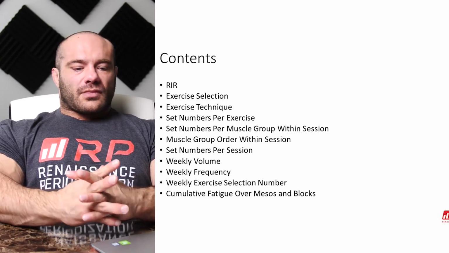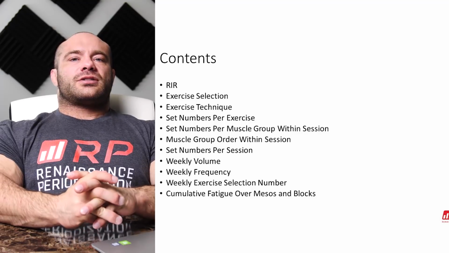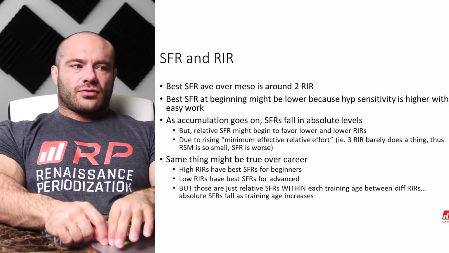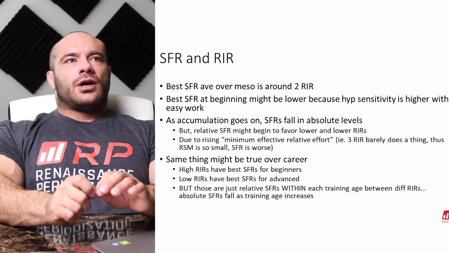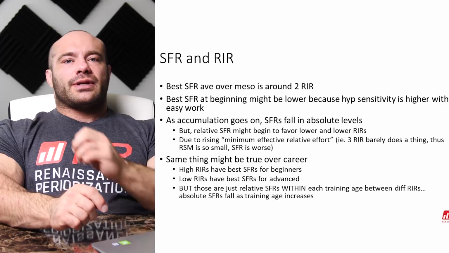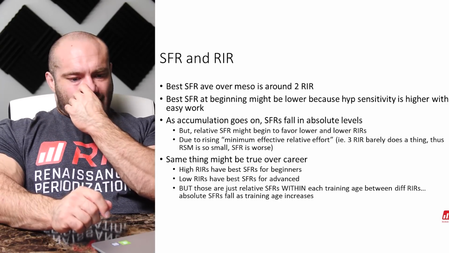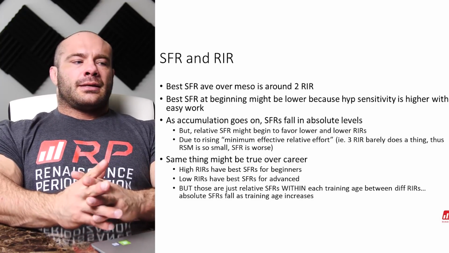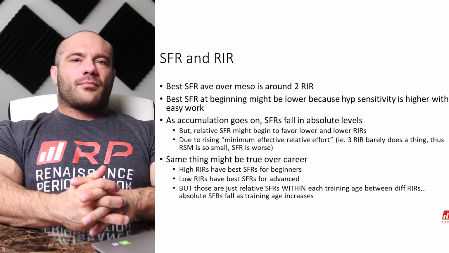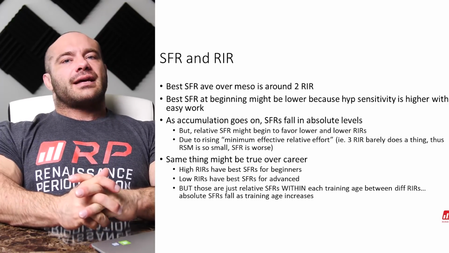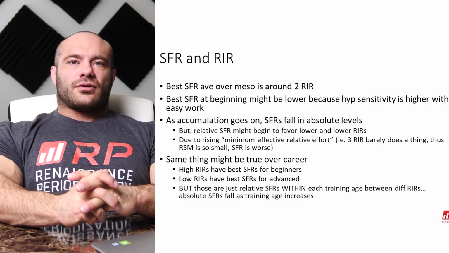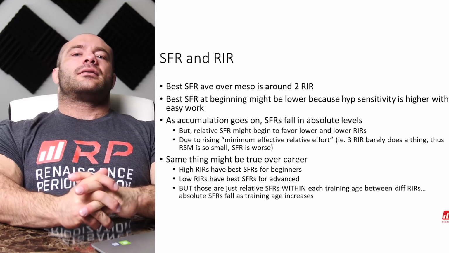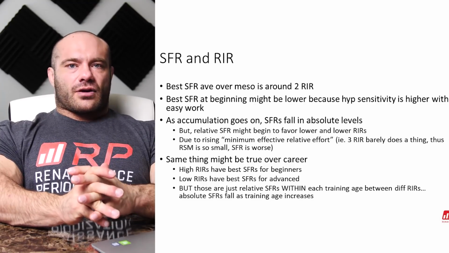So first one is the relationship of the stimulus to fatigue ratio to reps in reserve. So essentially, what's the best stimulus to fatigue ratio we can get if we're asking the question of how close to failure should we go? All right. And it turns out that probably a good guess is about 2 reps in reserve on average gives you the best stimulus to fatigue ratios, the best SFRs.